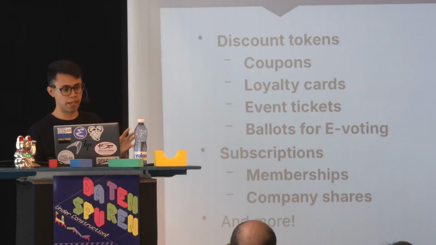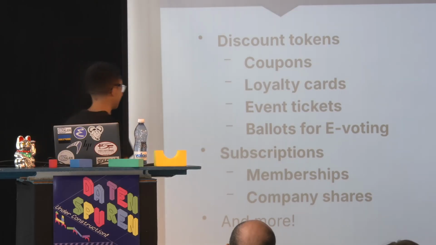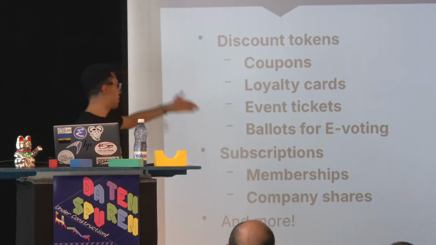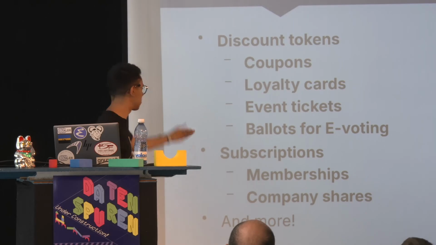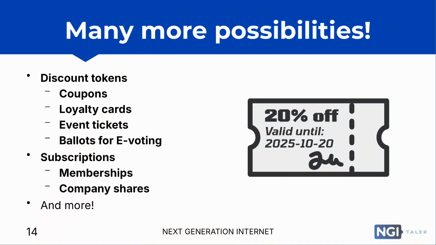So, okay, and there's many more possibilities. You have coupons, loyalty cards, event tickets, ballots for e-voting. You have subscription memberships, company shares. You can do a lot of things with this concept of tokens.